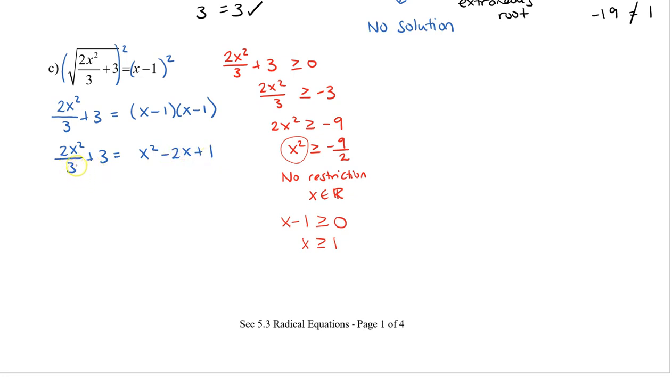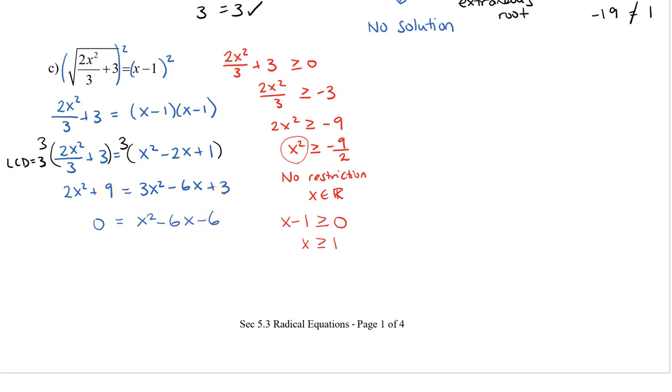Okay, now I kind of don't want to have this fraction here, so I'm going to multiply all my terms through by 3, because the LCD equals 3. Okay, so then I get 2x squared plus 9, because I multiply by 3, equals 3x squared minus 6x, and then plus 3. So I multiplied the left side by 3, and I'm multiplying the right side by 3. All right, so let's move everything to one side. I get 0 is equal to x squared minus 6x, and then move the 9 over, I get minus 6.